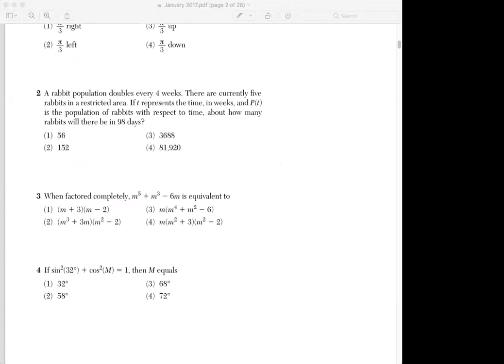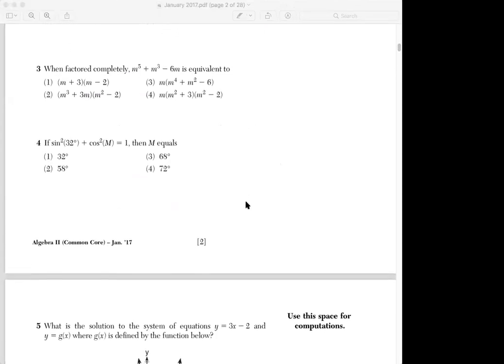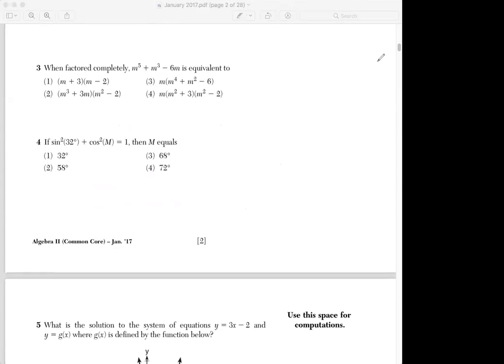Let's see, number 3, factoring completely. We can do that. So first thing that we do when we factor is we always see if there's a GCF, right? This situation would be potentially a trinomial, except this is a 5, not a 2. So we're not going to do that. So we're going to factor out the GCF of m. This is going to be m times, hold on one second.